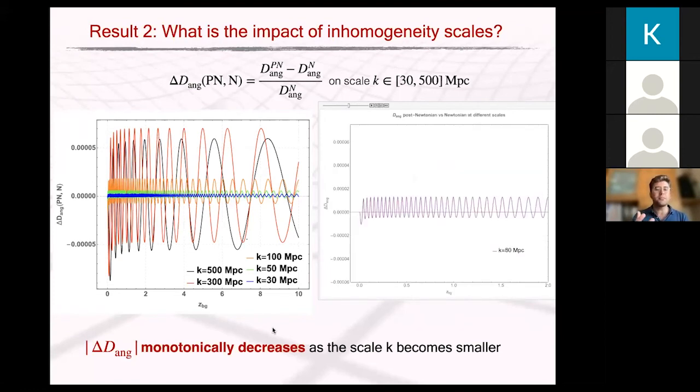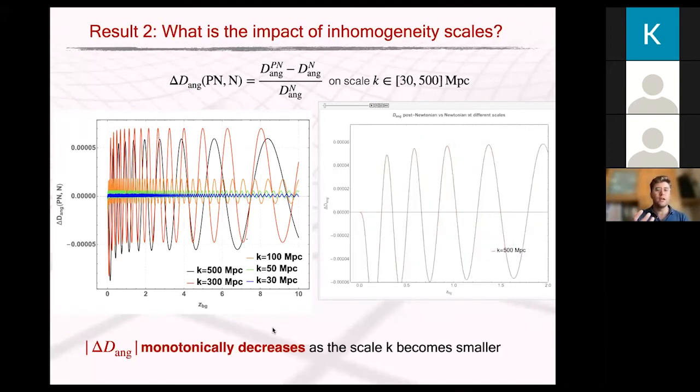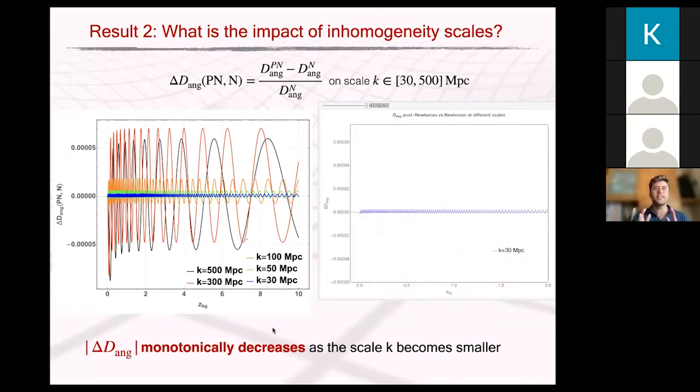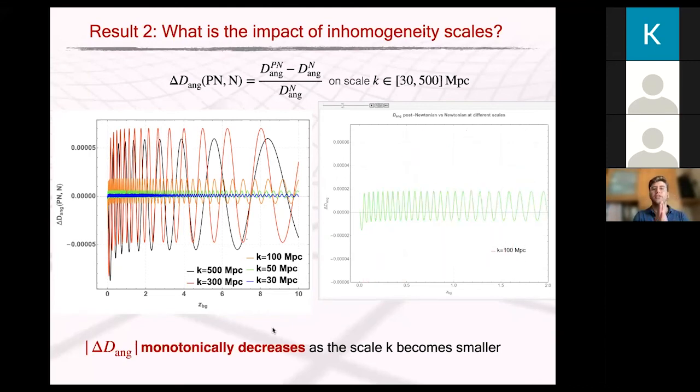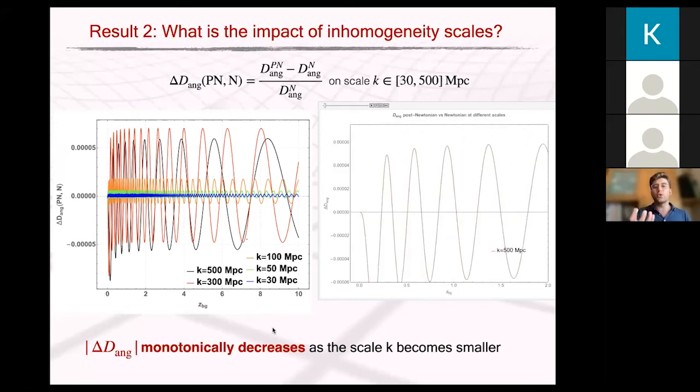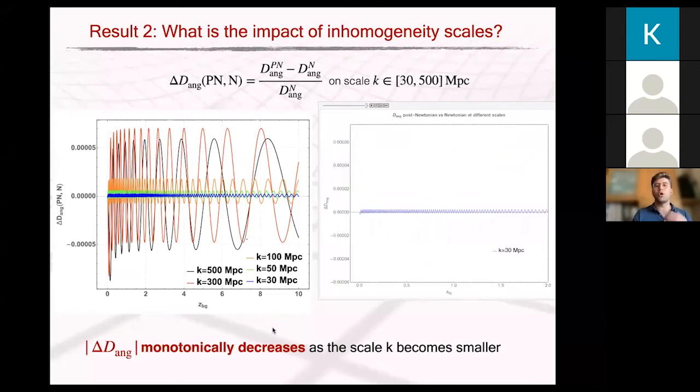In a certain sense, this matches our intuition, since when we take smaller scales, we have a more condensed distribution of the planes, and ideally, when k tends to zero, we are not able to distinguish between two consecutive planes, and essentially we recreate a homogeneous distribution of matter. In that case, we lose the source of the difference between linear, post-Newtonian, Newtonian, and everything reduces to the lambda CDM case.